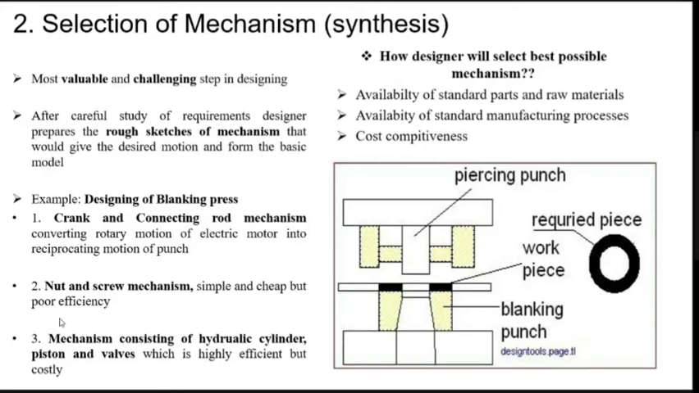So the best possible mechanism, from point number one, point number two, point number three, as I said, how will you select? Availability of the standard parts and raw materials, availability of the standard manufacturing process, and cost competitiveness. Whether the raw materials and standard parts are available, as I said, we should always go for standard parts manufactured by standard companies, which saves our time, cost and the design process also. Then whether there is availability of the standard manufacturing process and whether it is cost competitive. Okay. So considering all these three factors, I will go for the crank and connecting rod.